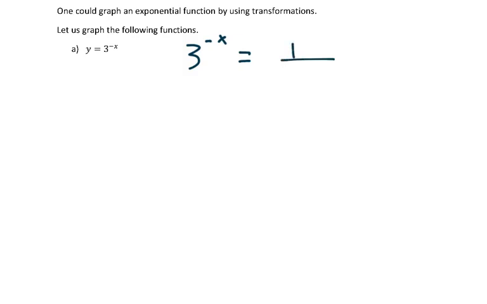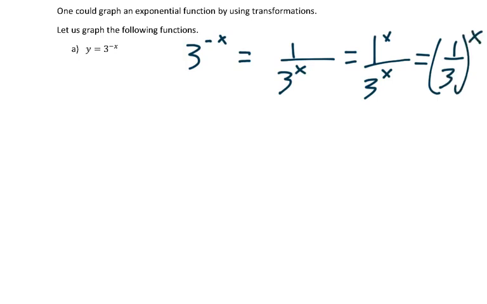Notice this is 1 over 3 to the x. That's our basic laws of exponents. This is also the same thing as 1 to the x over 3 to the x. As we know, 1 to any power is 1, and so we get 1 over 3 raised to the x.